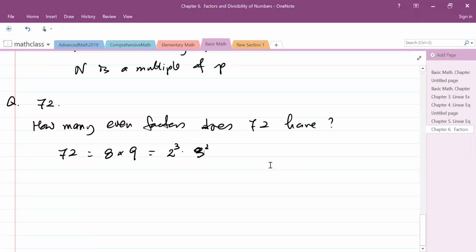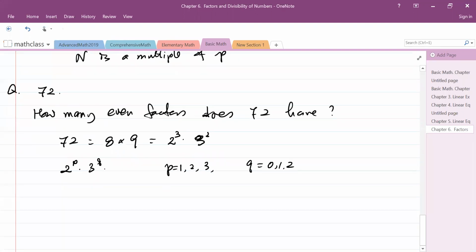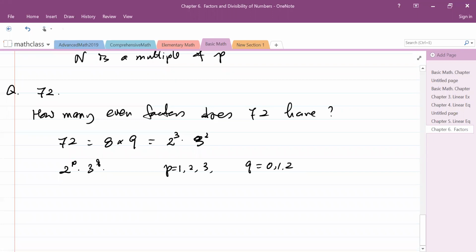Okay, let's do that. A factor must be in the form 2 to the P and 3 to the Q. Now, in order to make a factor even, P cannot be 0, so the choices for P are 1, 2, 3. The choices for Q are 0, 1, and 2. Why not 0? If P is 0, then the 2 is gone, so that factor is not going to be even.